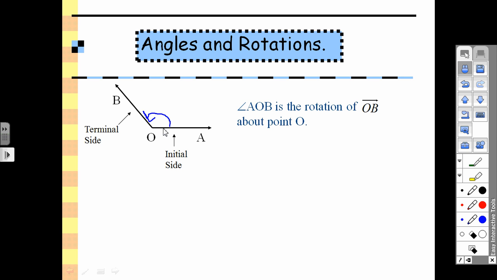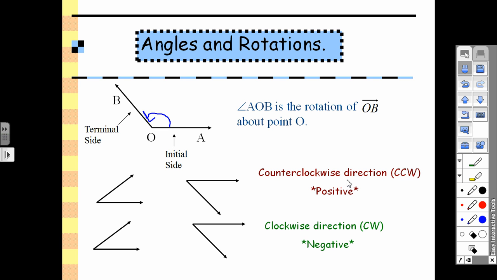The thing is that who's to say that I went in this direction, and maybe I went in the other direction? So there's another angle that you can consider over here on the big side. We'll talk about that later, but what you need to understand here from the vocabulary standpoint is that the initial side is where your ray starts, and your terminal side is where your ray ends. Okay?